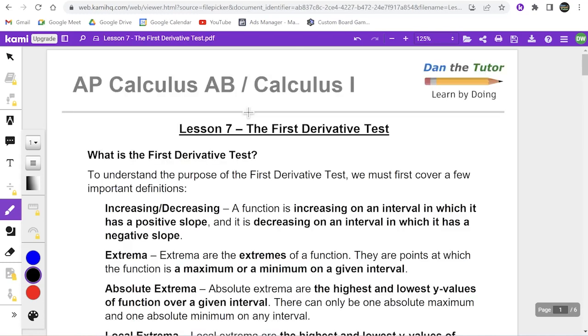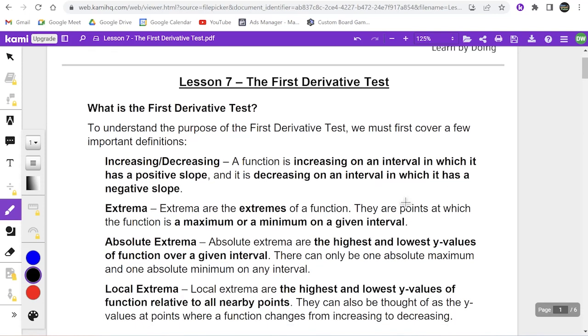What's important today is that we talk about the first derivative test, which is just a way of finding extrema. So the first thing we need to do is talk about the terms. We have to list out the terms. So first, I want to talk about increasing and decreasing. I'm not going to read off this paper. I'm just going to basically highlight the important stuff.